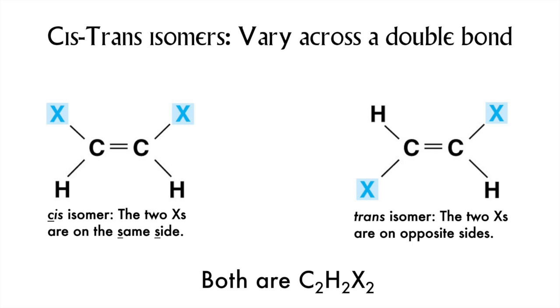Trans is a word root that means across. If you take a transatlantic voyage, you are crossing that ocean. If something is transparent, you can see through or across it. I also have a little dance to show you, the cis-trans dance.